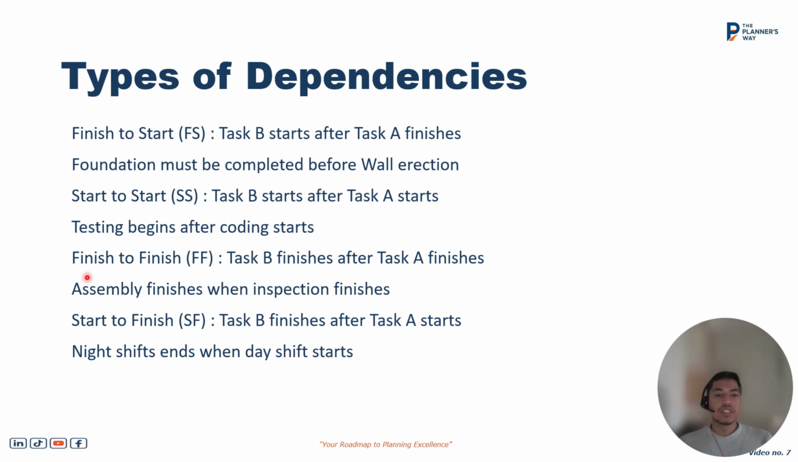The third one is finish to finish. Task B finishes after task A finishes. For example, assembly finishes when inspection finishes. The last one, and the least common type of relationship, is start to finish. What it covers is task B finishes after task A starts. For example, the night shift ends when the day shift starts.